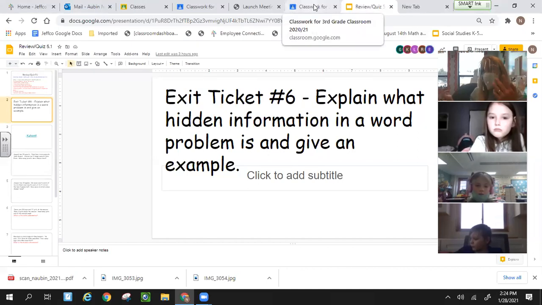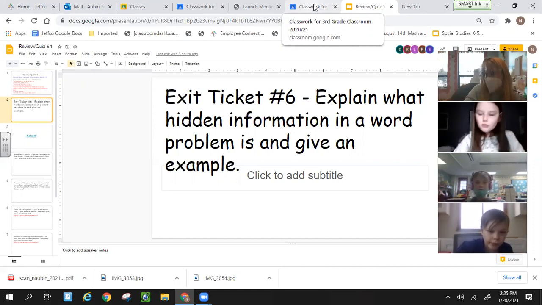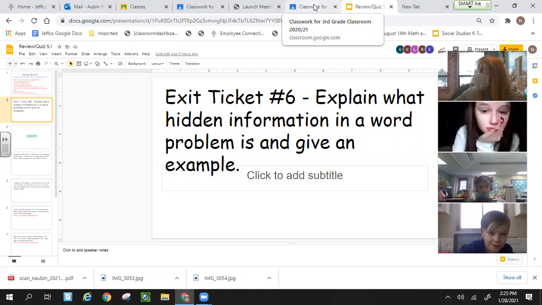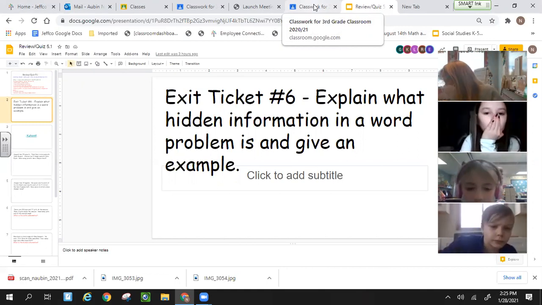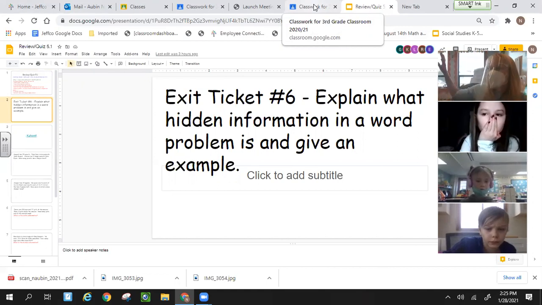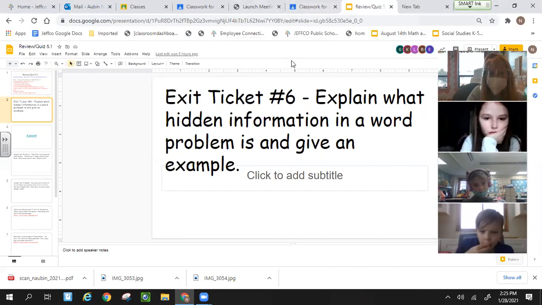What is hidden information? We just went over it. We just gave you like 5 examples. You can do it. Go ahead and do it now. Is it supposed to be 5 or 6? Okay, my kiddos here, go ahead and do 5 if you have a blank spot for 5. I'll just change it to 5.